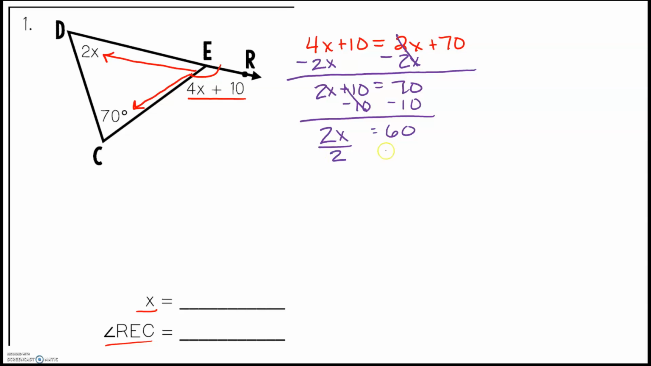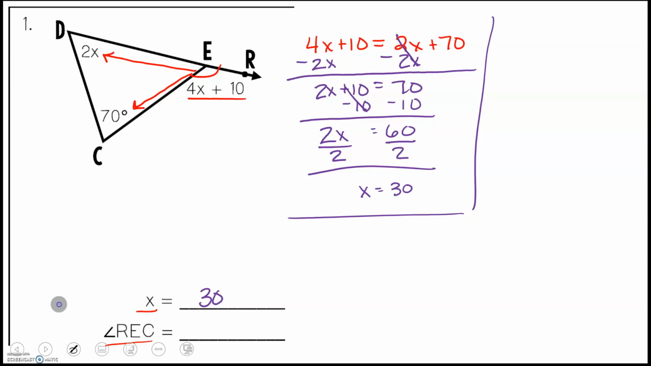And then we divide by 2 to give me x equals 30. So x is 30 in this case. Then I need to find the measure of angle REC. So that's this angle, RE, and then up to C. So I need to find the measure of that exterior angle.